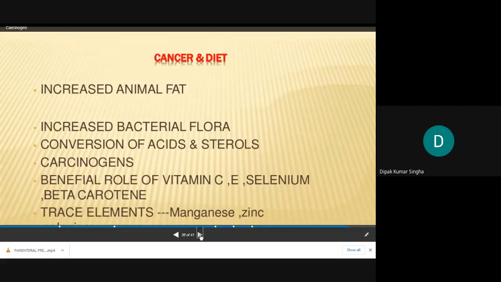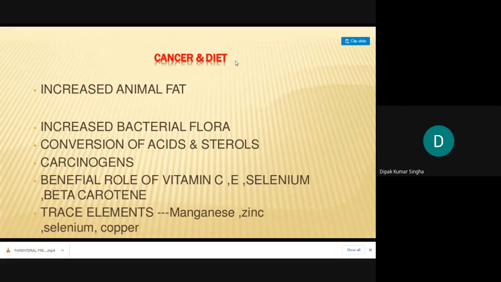Cancer and diets. Sometimes some diets cause cancer, and sometimes some diets also reduce cancer. An increase in animal fat causes cancer, with an increase in bacterial flora and conversion of bile acids and sterols that produce carcinogens. But there is a beneficial role of vitamin C, vitamin E, vitamin A, selenium and beta carotene, and trace elements like manganese, zinc, selenium and copper, which reduce cancers.